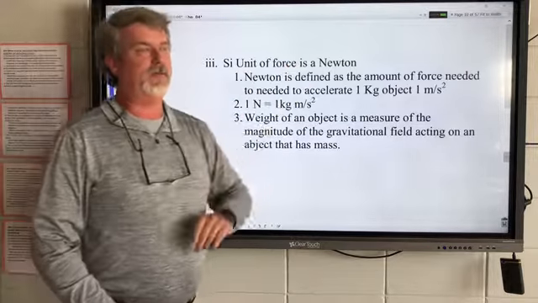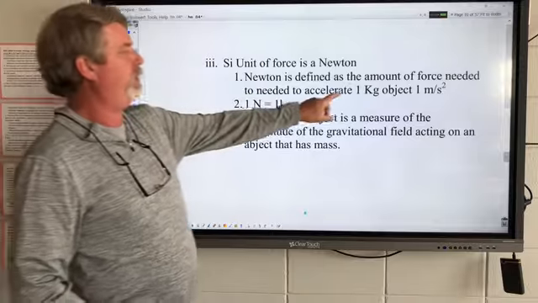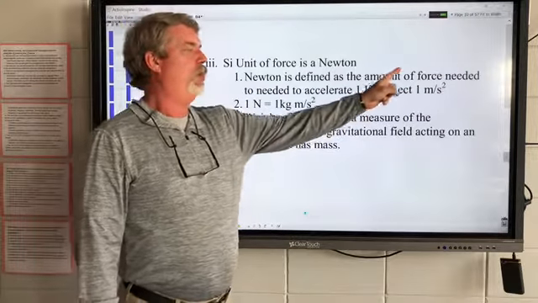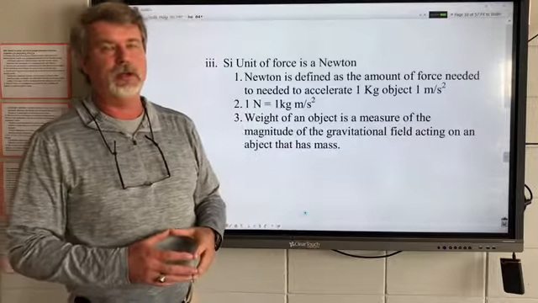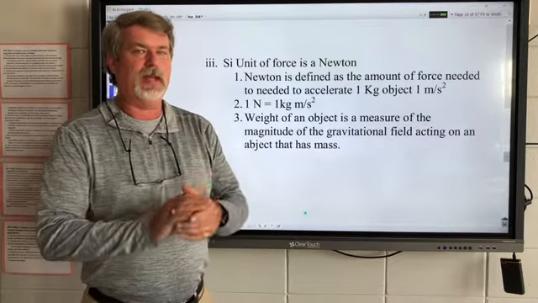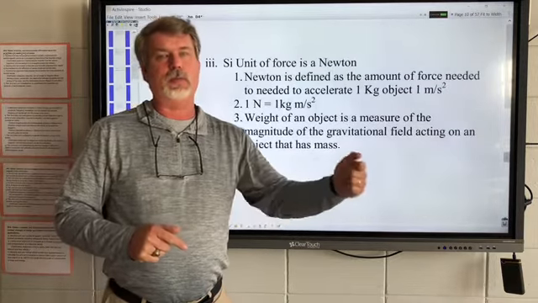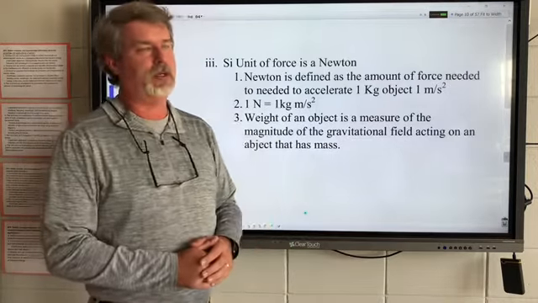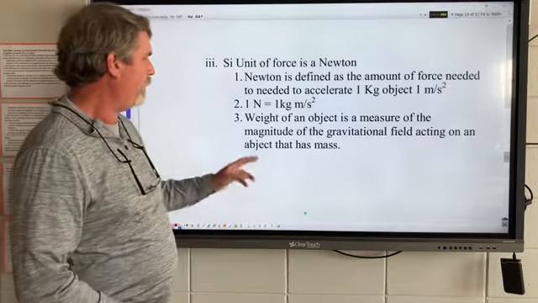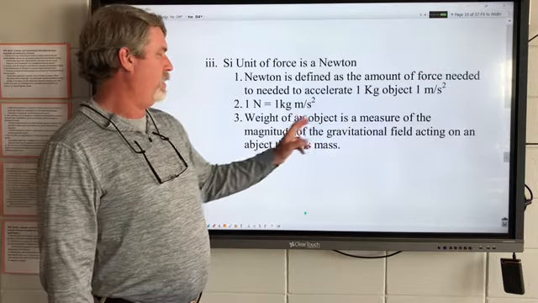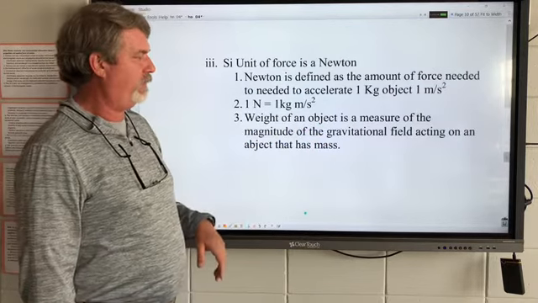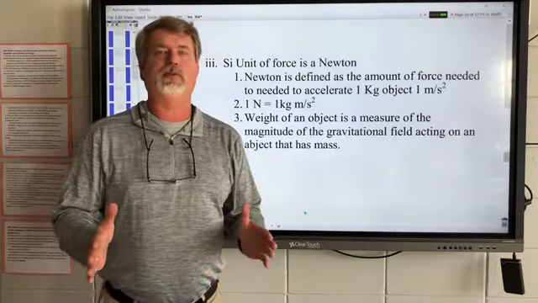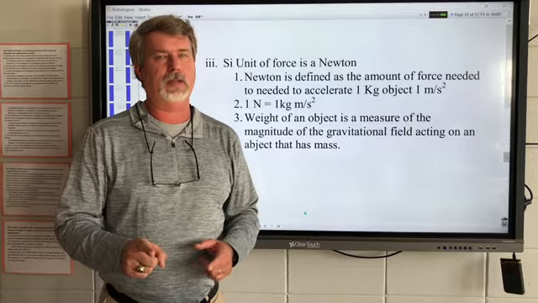The SI unit for a force is a Newton, and a Newton is simply defined as the amount of force needed to accelerate 1 kilogram 1 meter per second squared. So if you have a mass that's 1 kilogram and it's getting faster 1 meter per second every second, then that is 1 Newton of force applying that. Okay? So the weight of an object is a measure of the magnitude of the gravitational field acting on an object that has a mass. One of the number one forces that are out there is weight.